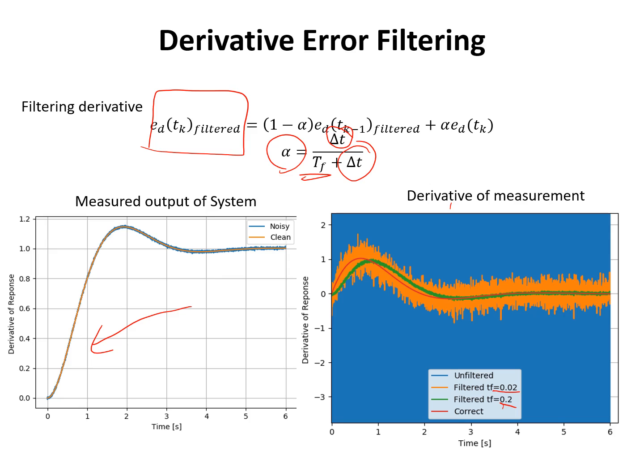At some point, having an error term which is delayed by a couple of seconds is not going to add anything to your controller. So the amount of filtering you can add is really dependent on the dynamics of the system. If your dynamics are very fast, then you can't filter too much because you can't slow down the derivative term too much. If your system is very slow, then generally you can do quite a lot of filtering before any delay would affect the response of your system.